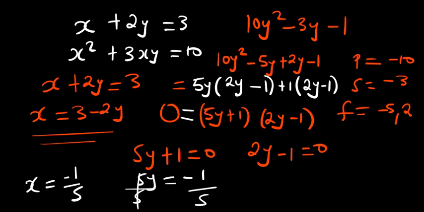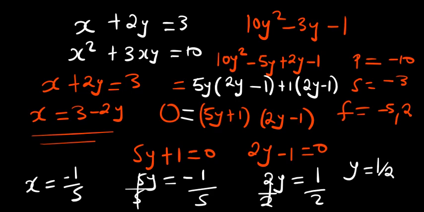Okay, then when I come to the other side, 2y is equal to 1. Then I divide by 2 on both sides. Okay, so our y is equal to half. Okay, so those are the two answers that we have for our y. So basically that, now what do we now do?